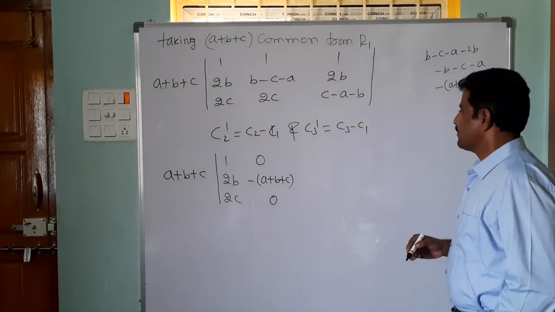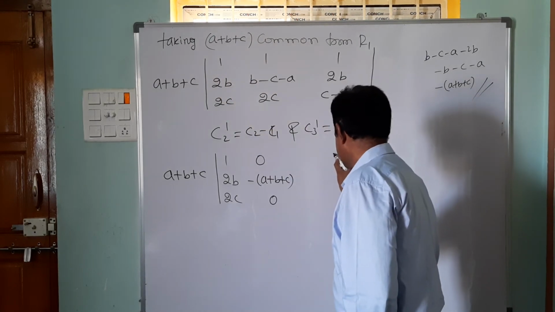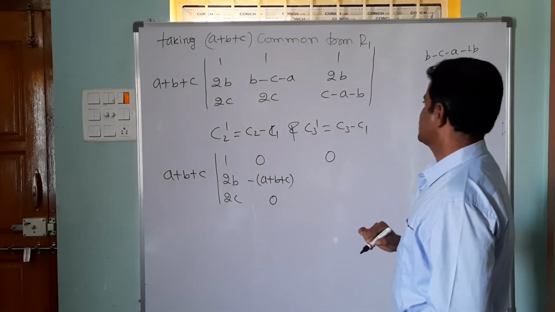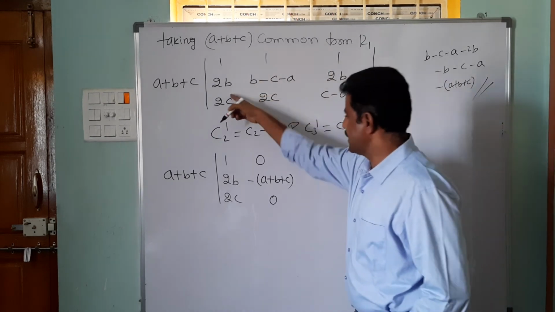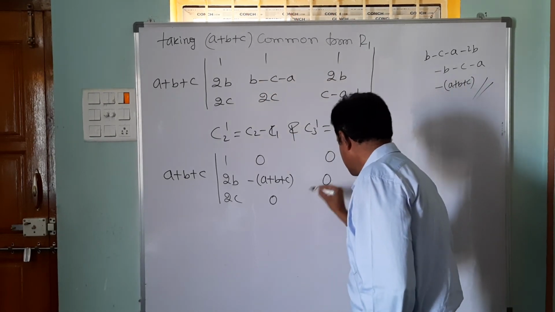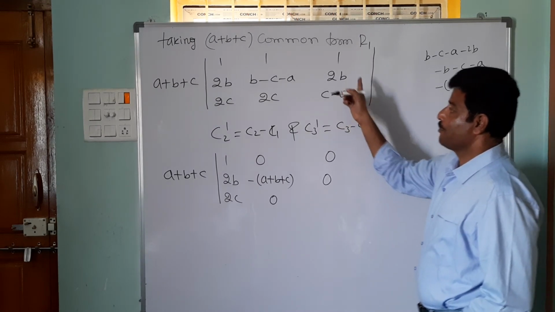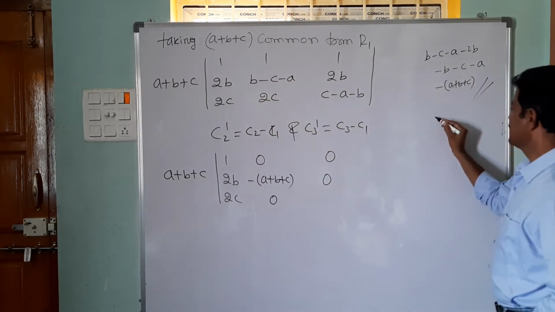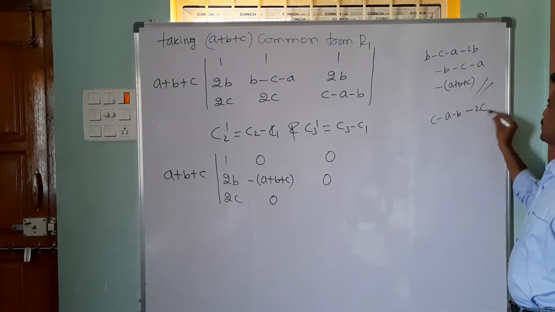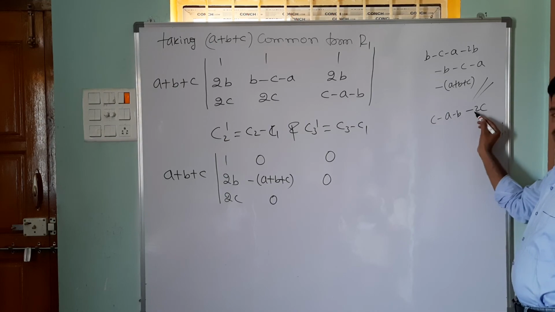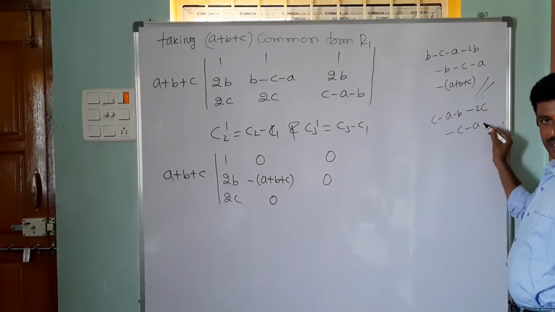Column number 3, what type of operation? C3 minus C1. 1 minus 1, 0. Okay. Next, 2b minus 2b, 0. Next, C minus A minus B minus 2C. Right here, C minus A minus B minus 2C. So, this means plus C minus 2C, minus C, minus A, minus B.